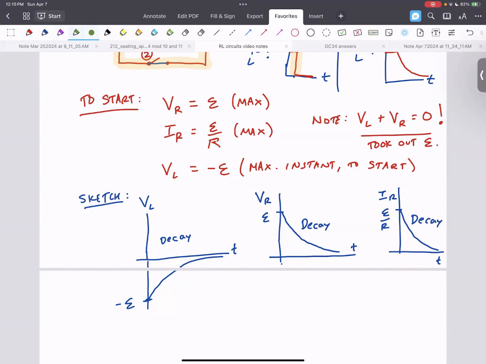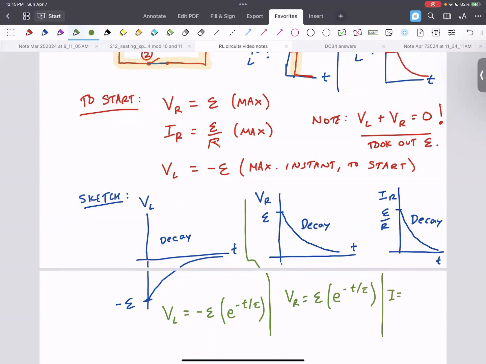And so the equation here, we do the same thing. We take our maximum. It happens to be negative, so no big deal. So we would write the voltage across the inductor is equal to negative EMF times my decay term, e to the minus t over tau. And then over here, we have the voltage across the resistor is equal to my maximum, which is positive E, and then my decay term, e to the minus t over tau. And then likewise, my current through the resistor is going to be equal to EMF over R, and then my decay term, e to the minus t over tau.